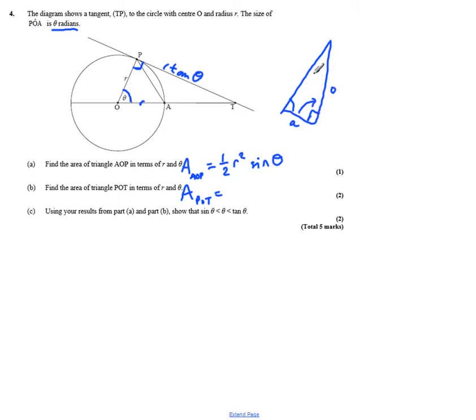And the way we remember this is that tan theta is the multiplier where if you've got the adjacent side to an angle and the opposite, tan is what you multiply the adjacent by in order to get the opposite. Sine, incidentally, is what you multiply the hypotenuse by to get the opposite, and cos is what you multiply the hypotenuse by to get the adjacent. It's always helpful to think in these multipliers. So we know that that's r tan theta, which means we've got half r squared tan theta as the area of POT.